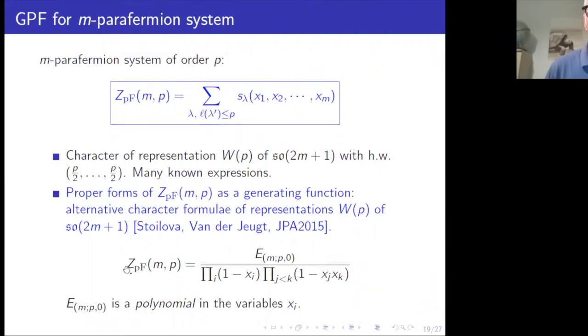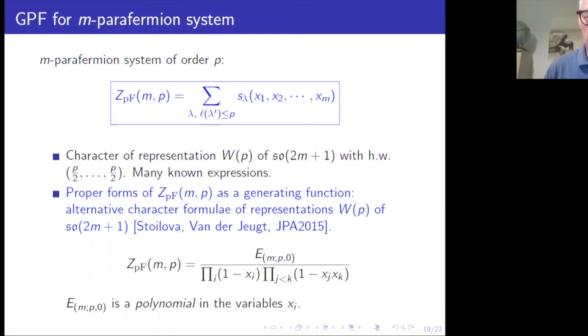And it's again something of a similar form. This top, E M P 0, you remember in the other case it was N 0 P, now it's M P 0. It will soon become clear why this notation is chosen. And the denominator is of a similar type.